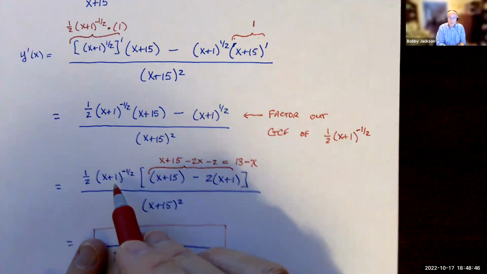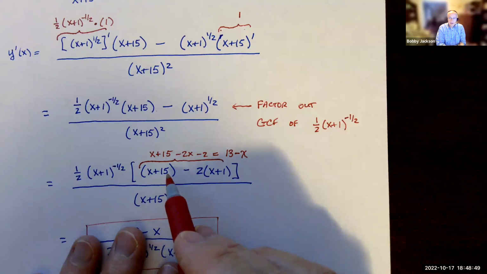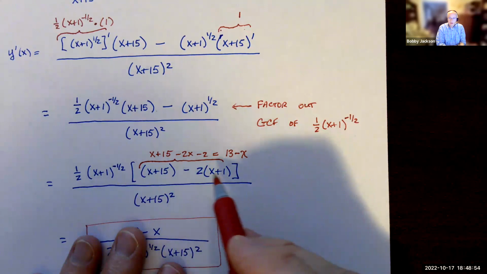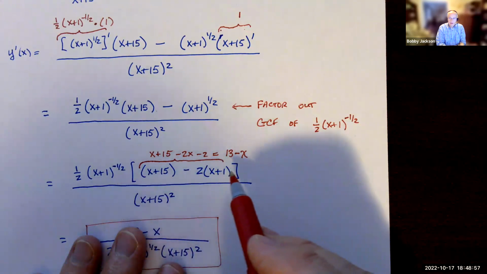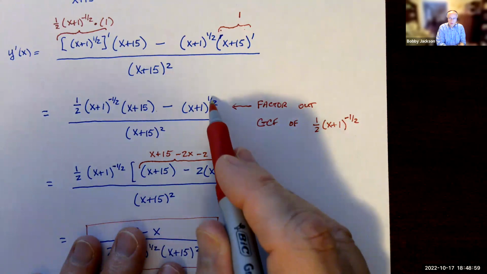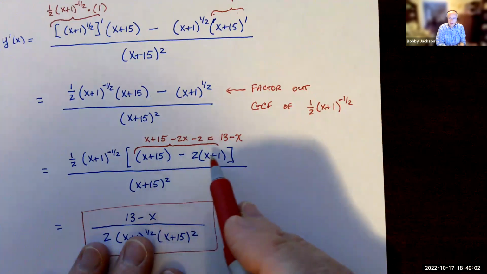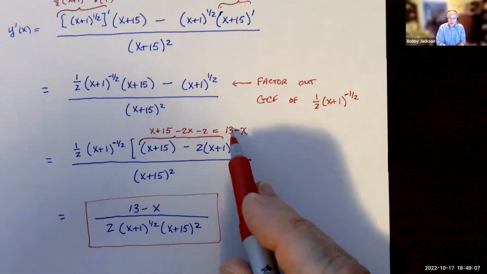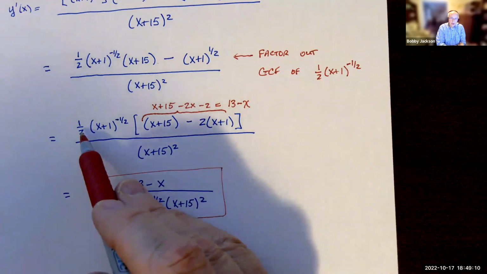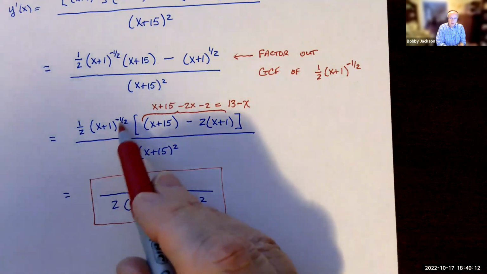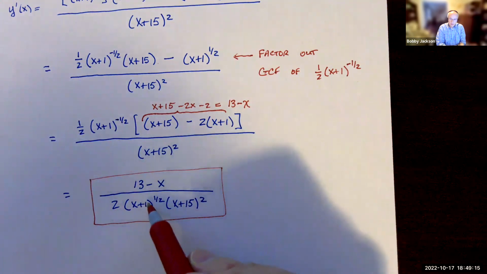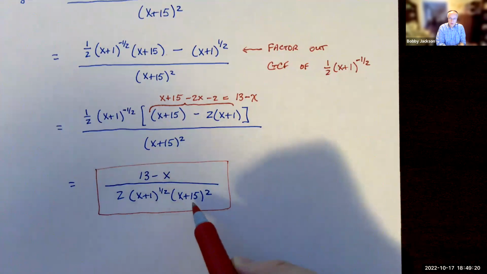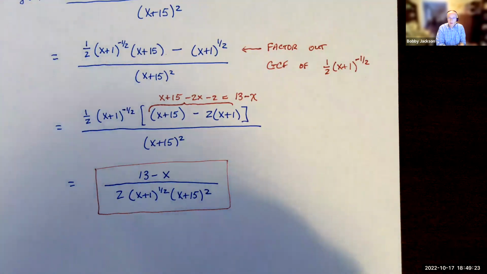And when I do so, that's going to leave me x plus 15 minus 2, right? The 1/2 times 2 gives me the negative 1. And then notice I need x plus 1 because the negative 1/2 exponent added to the 1 will give me the 1/2 exponent. And again, this should look familiar. If I distribute the negative 2, combine like terms, I get 13 minus x. And then all I need to do is this 1/2, the 2 comes down below, and x plus 1 to the negative 1/2 is 1 over x plus 1 to the 1/2. The 13 minus x is up top. Of course, the x plus 15 squared is down below. It's the same answer that we got previously.